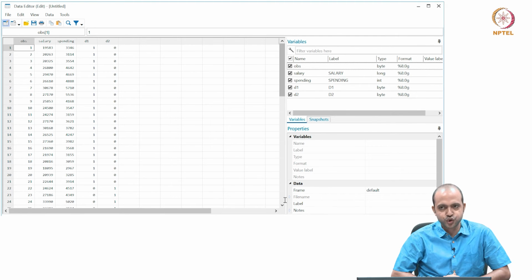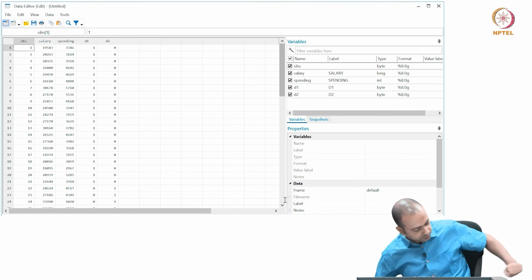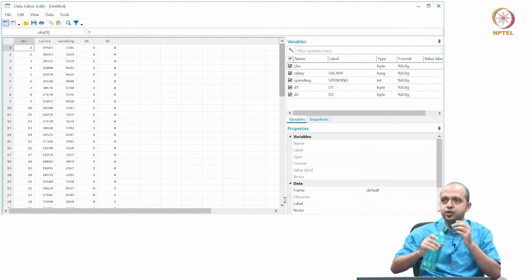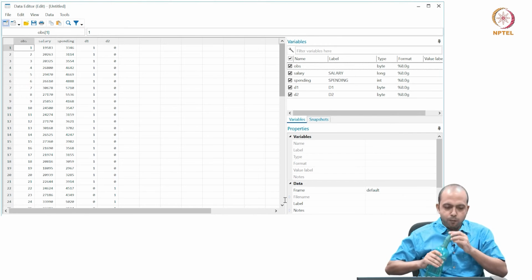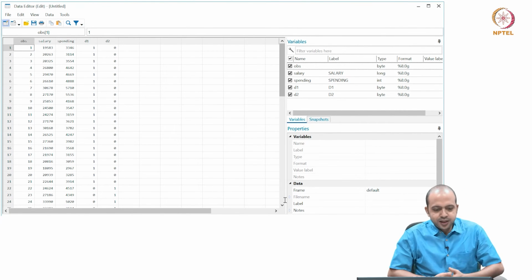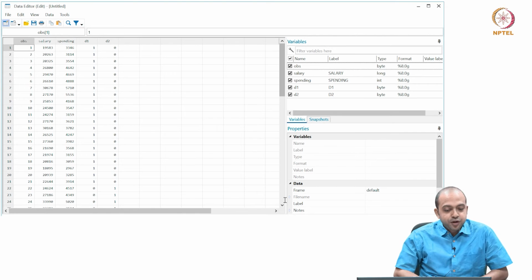$3,346 per student per year, that is the public spending in that particular state. And then we have introduced two dummies, as we have discussed earlier, D1i and D2i. Here we have introduced only D1 and D2.